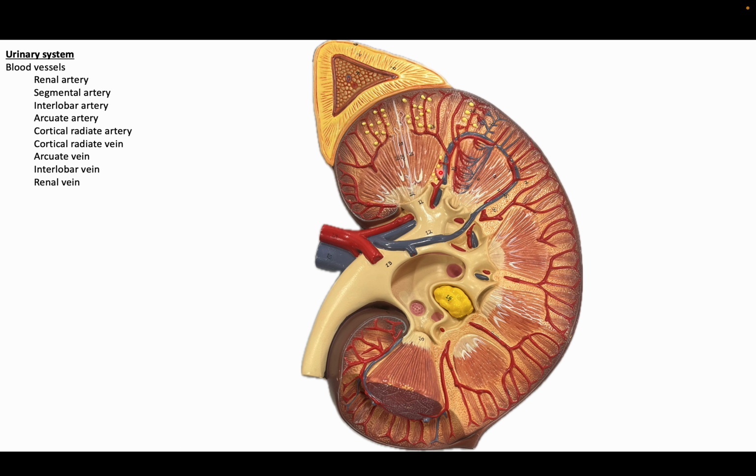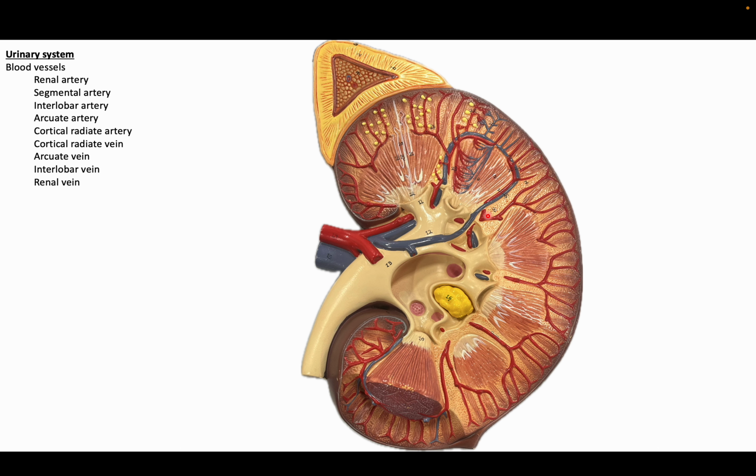The segmental artery is going to branch off into the interlobar artery. So this is the interlobar artery here. The interlobar artery is going to branch off into the arcuate artery. And then the arcuate arteries are going to branch off into the specific renal cortex area. And then this right here is the cortical radiate artery. So as a review, you got the renal artery, which branches off to the segmental artery. The segmental artery branches off into each individual renal column.